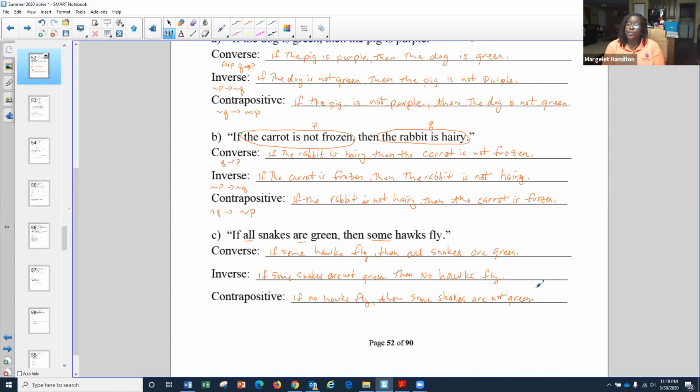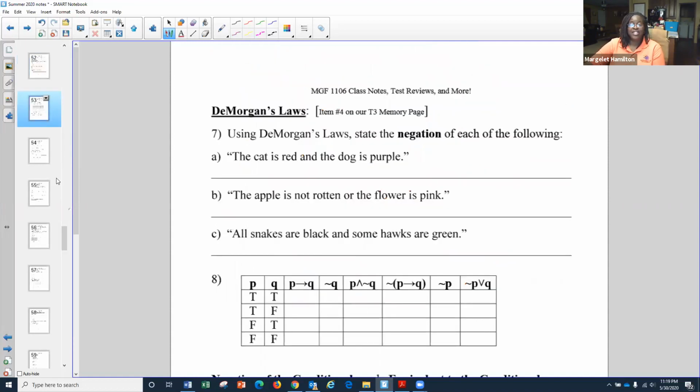So watch it when they sneak in those quantified statements. Make sure you're paying attention to your wording, right? So you're negating them correctly. All right. Looks good. Let's go to our next one.